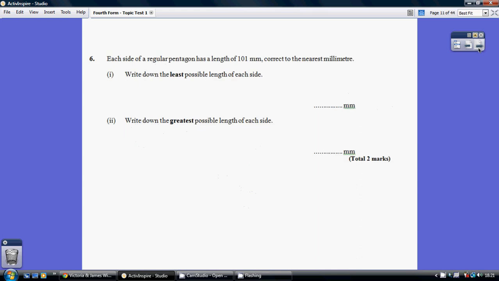Question 6. So this is to the nearest millimetre. So remember, your least and your most, you go up by half this parameter. So you're going to go up by half a millimetre. So the smallest it can be is 100.5. The biggest is 101.5. It was to the nearest 1 millimetre. So down a half, up a half.